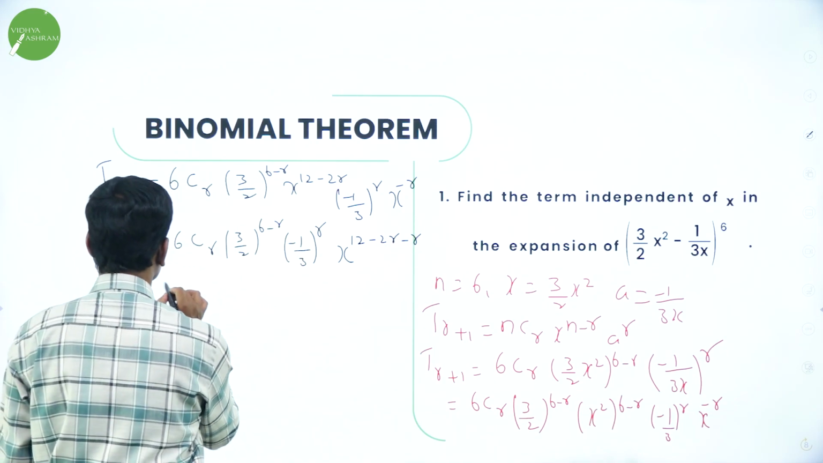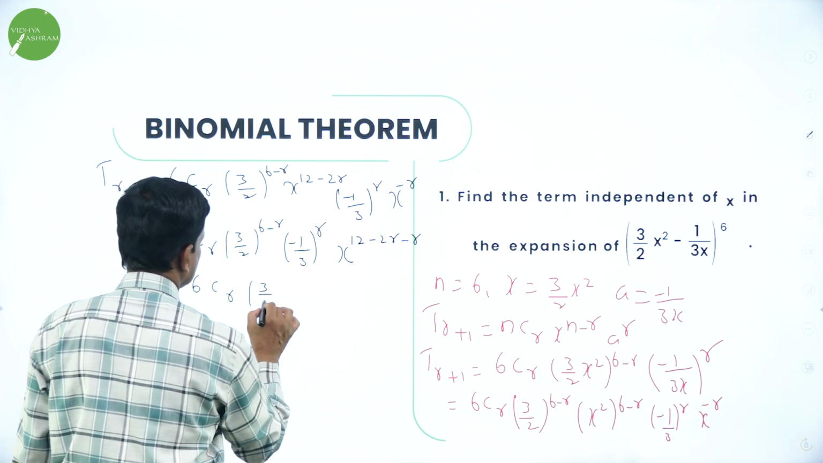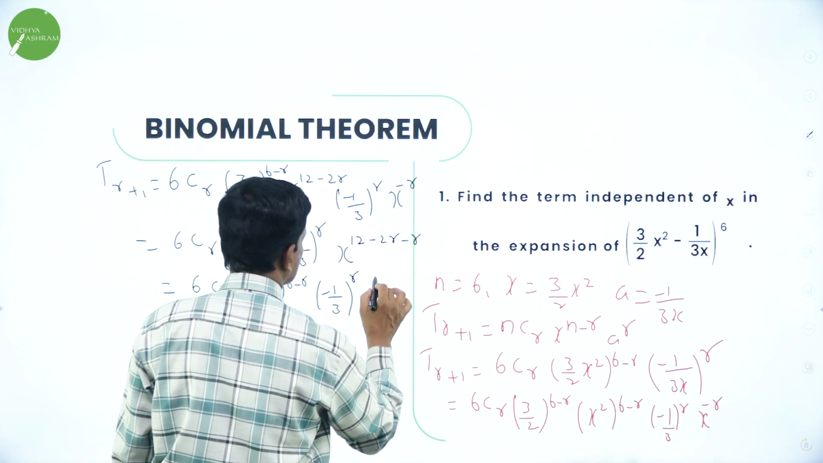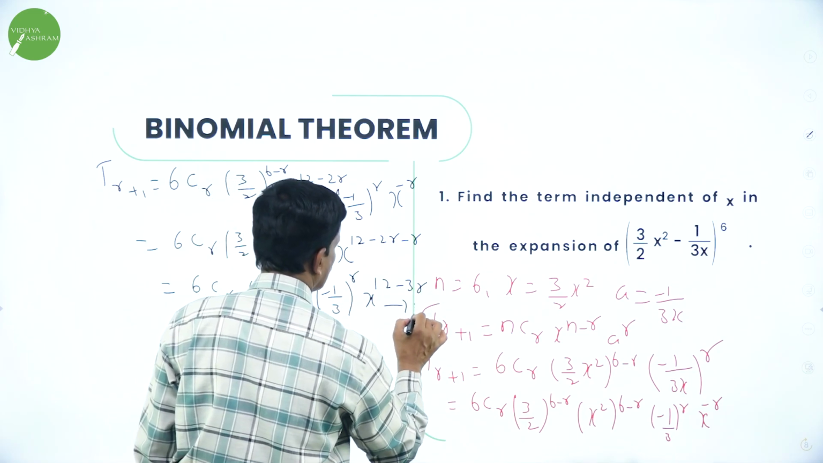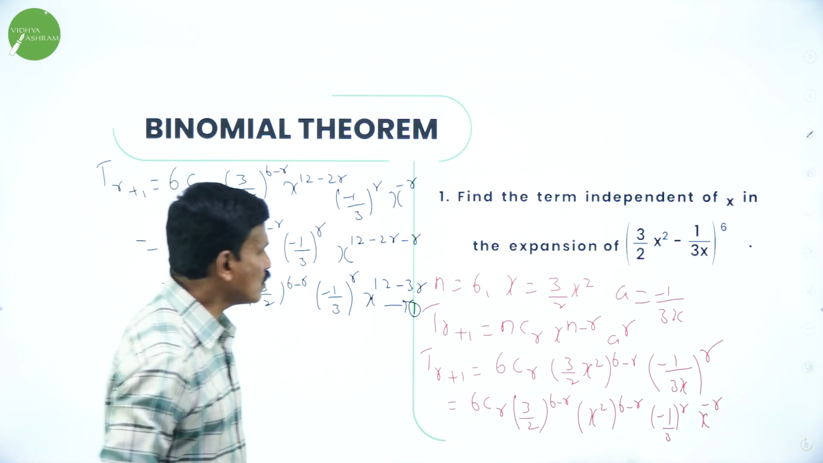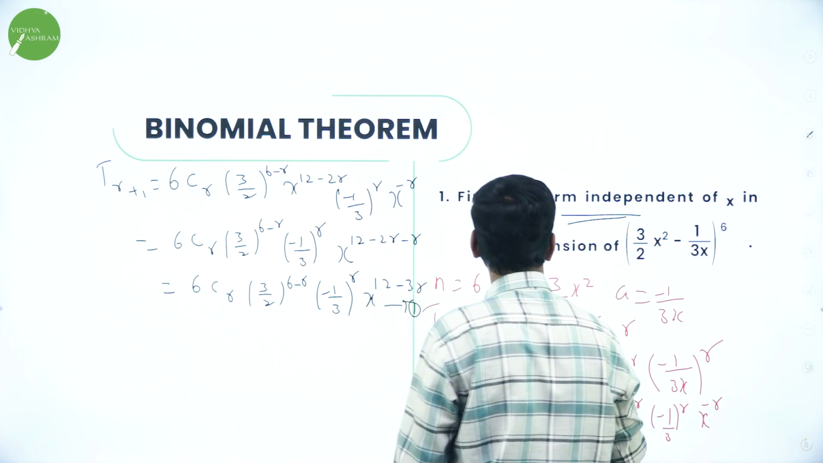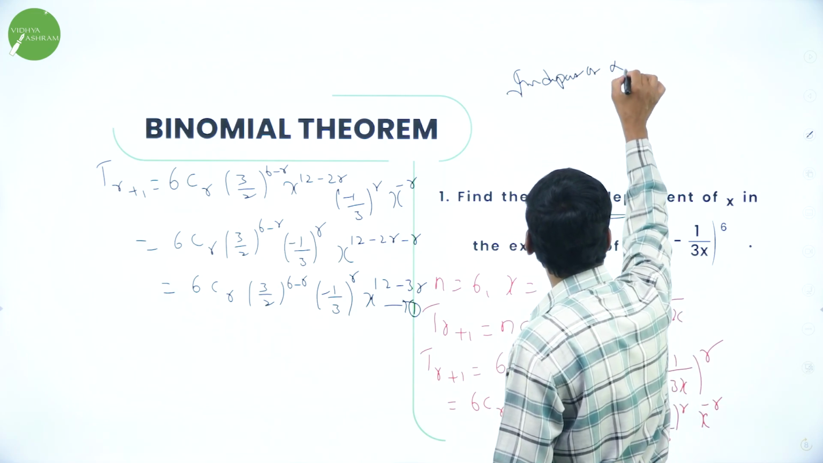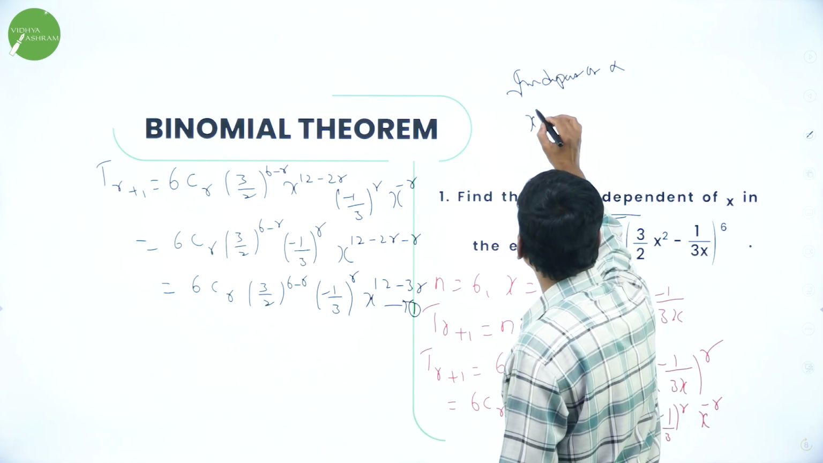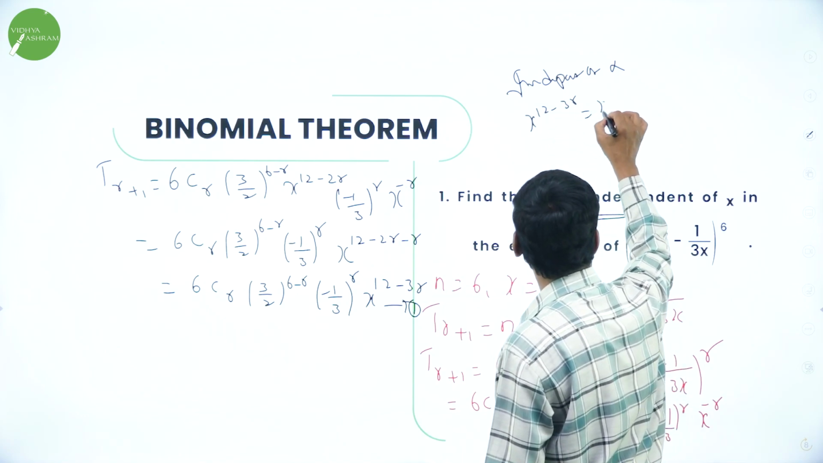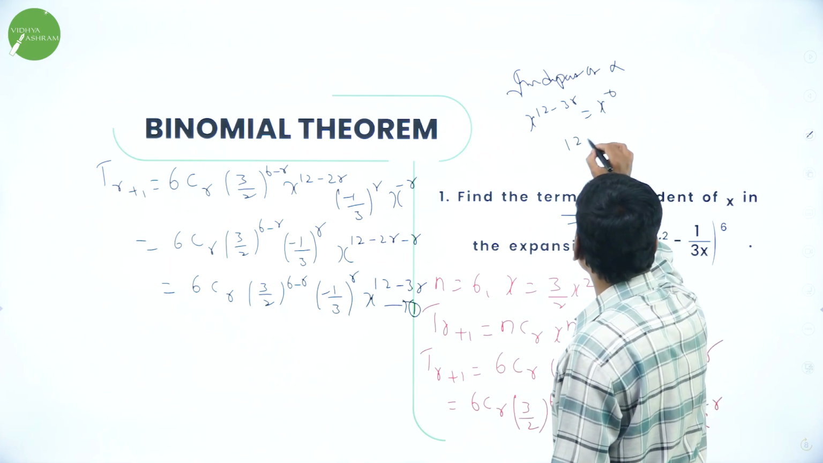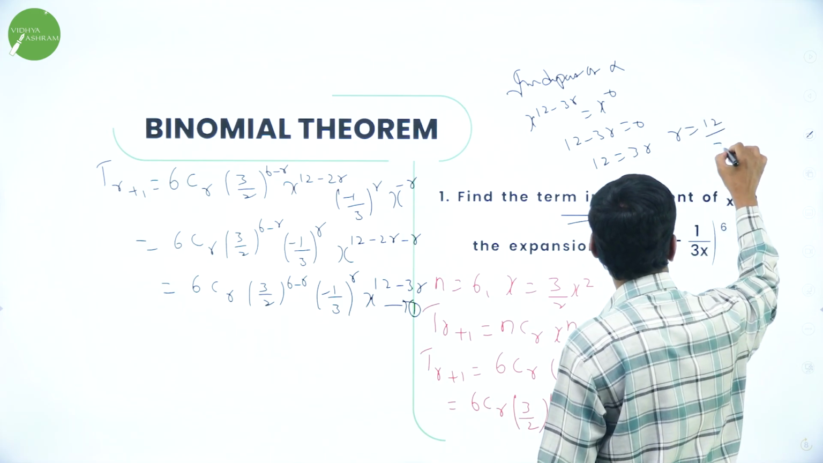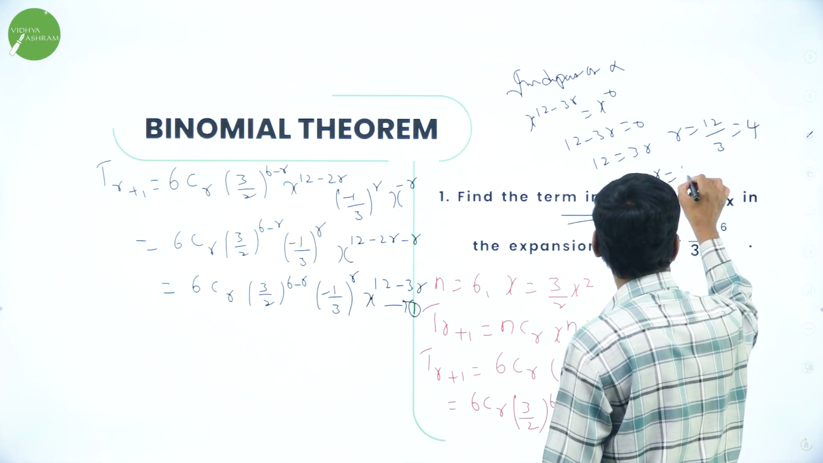Now what is this equal to? 6Cr (3/2) to the power of 6 minus r (minus 1/3) to the power of r into x to the power of 12 minus 3r. Let us represent this as equation number 1. So for the constant term, independent of x, equate this x to the power of 12 minus 3r to x power 0. So 12 minus 3r is equal to 0, means 12 is equal to 3r, r is equal to 12 by 3, that is equal to 4. So r is equal to 4.